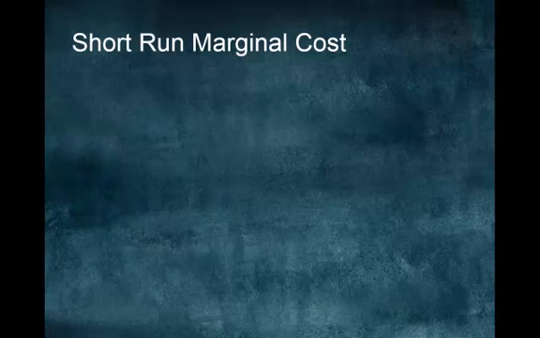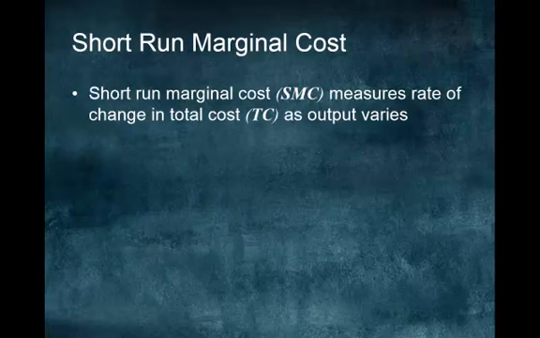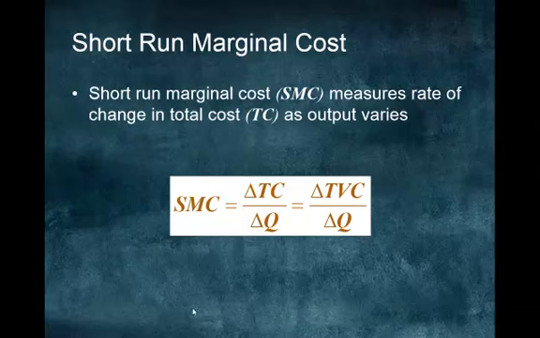Let's see the marginal. So far we have gone through the total and the average. Let's go over the marginal cost. In the short run, marginal cost, briefly SMC, measures the rate of change in total cost, TC, as output varies. A very interesting thing to know is that SMC equals the difference in total cost. In managerial economics, we write the difference as delta. So SMC equals delta total cost divided by delta quantity.